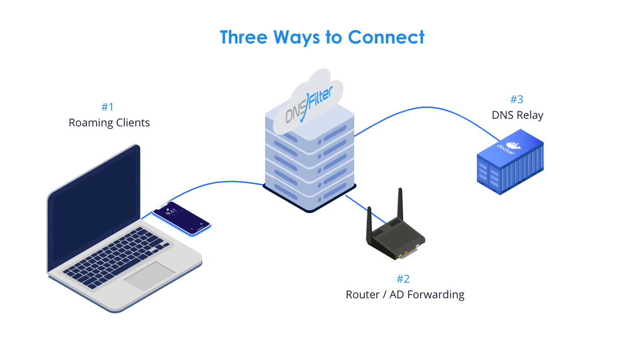Now all three of these can mix and match. For example, I can do a router forward for a bulk policy for my entire network. And then I can install roaming clients on certain machines so that they're filtered according to a different policy.